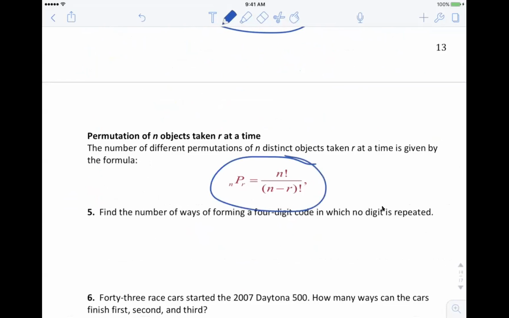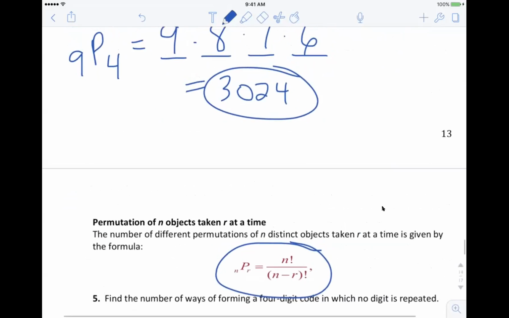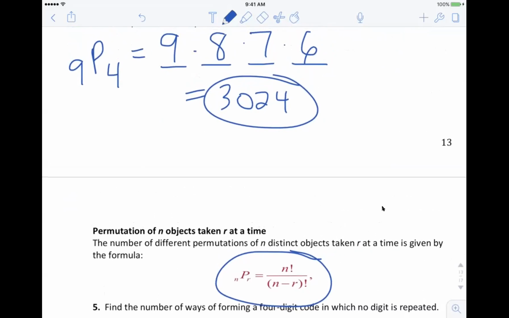Here it is. You could just use this formula. Let's see how that works. So if I try that previous problem, but stick to this formula. So 9P4, it says to do at the top the n factorial, which is 9 factorial. And then the bottom, it says do 9 minus 4 factorial. So that's how the generalized formula looks.